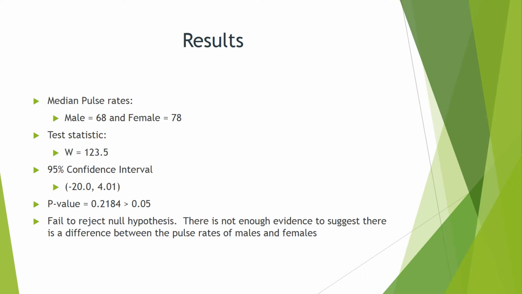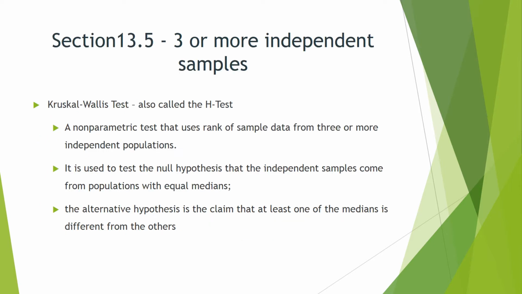And using the p-value approach, if the p-value is greater than 0.05, again, we fail to reject the null hypothesis. So in this case, there is not enough evidence to suggest there is a difference between the pulse rates of males and females.